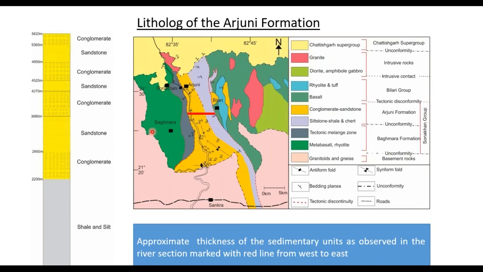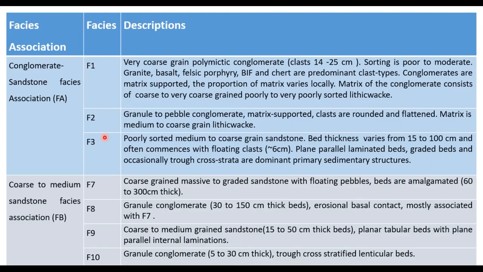A general lithologue has been made throughout the Arjuni Formation, indicating shale and silt, and an interbedded unit of conglomerate and sandstone. Conglomerate and sandstone units are 150 to 250 meters in thickness. Based on the sedimentary structure, texture, and grain size, the sedimentary succession is classified into 11 facies, F1 to F11, and facies associations FA, FB, FC, and FD.